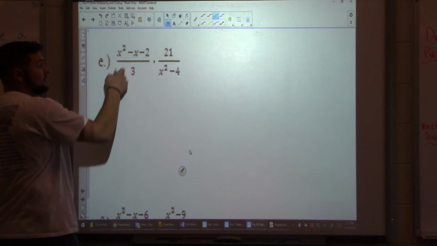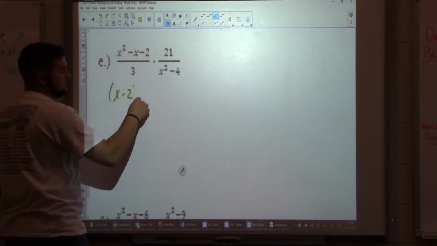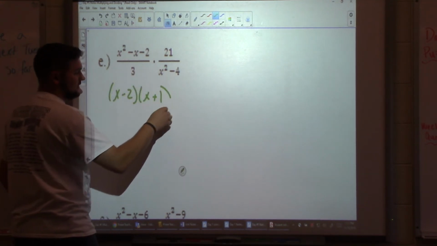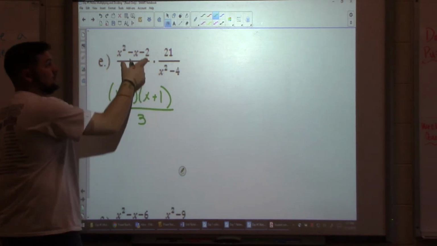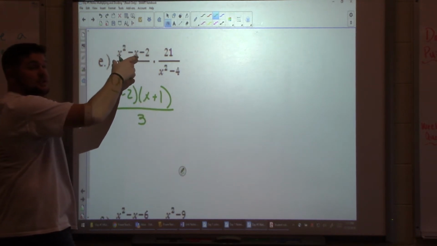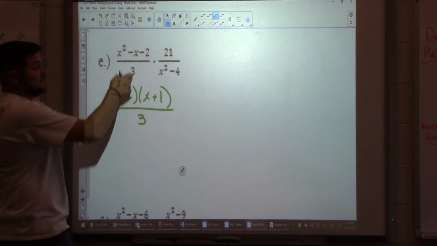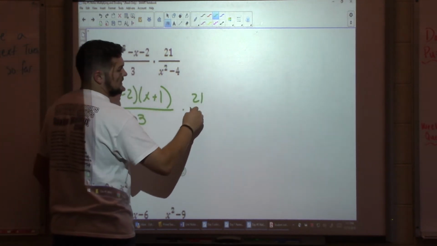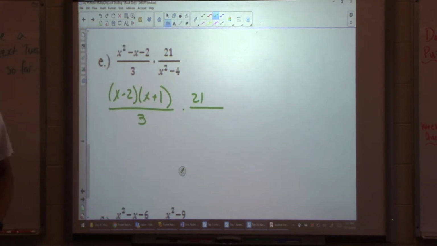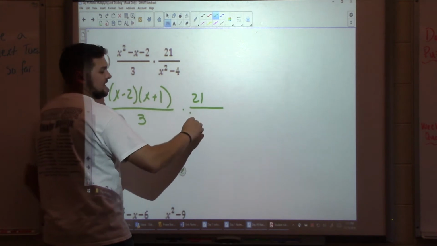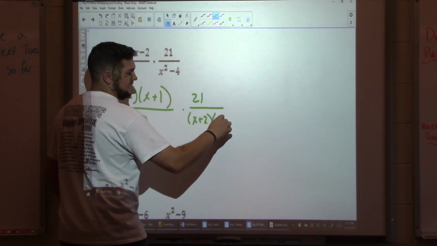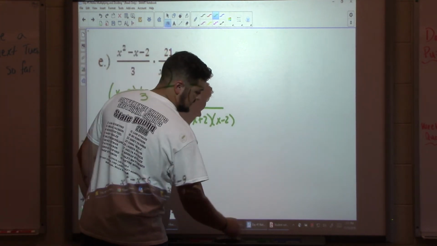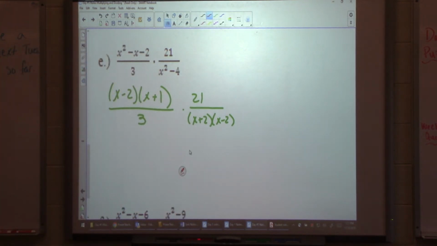Good. The numerator of the first one, I can factor to x minus 2, x plus 1 over 3, right? Use either your box method or your guess and check or your grouping, whatever you do to factor it. Times 21 over, hey, that denominator, what do we call that? Perfect squares. Difference of perfect squares. Very good. I get x plus 2, x minus 2. All right. Now that I have it factored, what do you got for me?